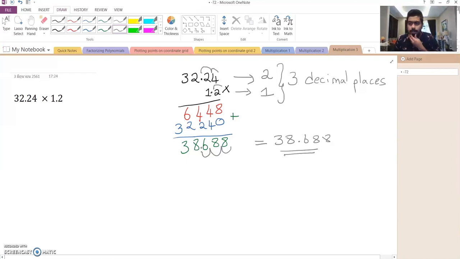Alright, guys, so this is how we multiply decimals. If you want more examples on how we multiply decimals with bigger numbers, please comment below. I definitely would be doing it again. Also, for the upcoming videos, I'll be doing addition, subtraction, and division of decimals.